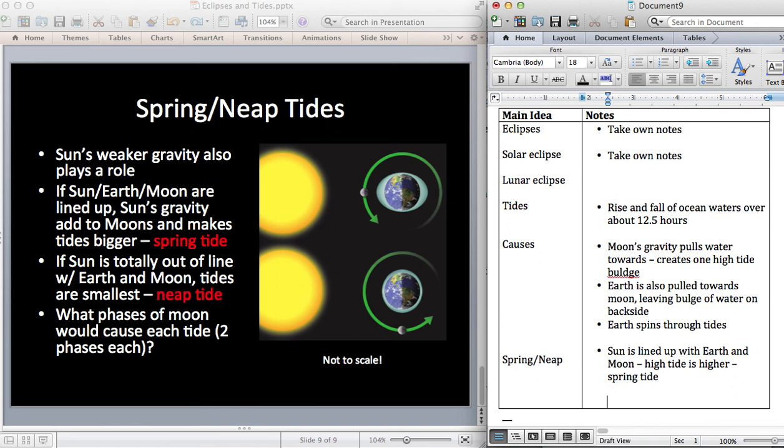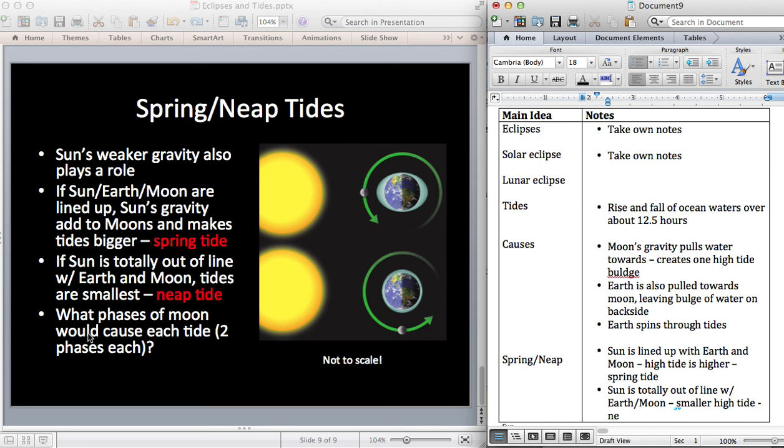If the sun is totally out of line with the moon, oops, that should be over here. If the sun is totally out of line with Earth and the moon, then we get a smaller high tide, we'll say, rather than lower. And we call that a neap tide.